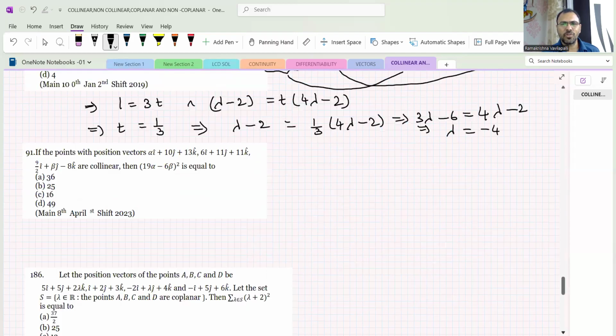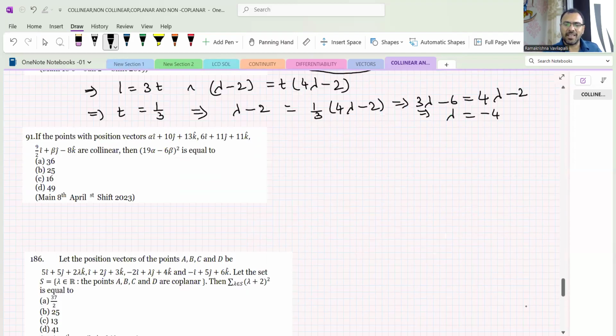So let us do a few more questions based on this collinearity. These were vectors being collinear. Now 3 points are collinear. Read the question. Assume this is point A, this is point B, and this is point C. Now A, B, C are collinear. A, B, C collinear is nothing but AB bar is parallel to AC bar vector. So what is AB bar vector? You just subtract A from B.